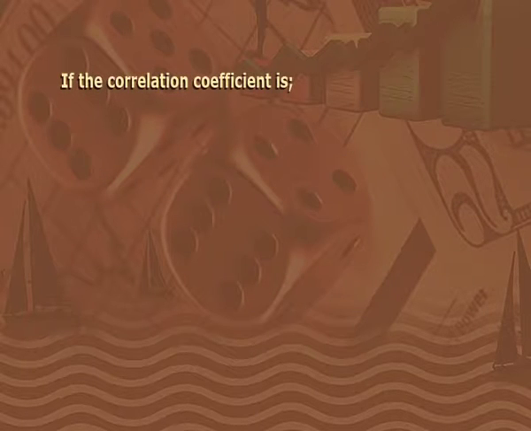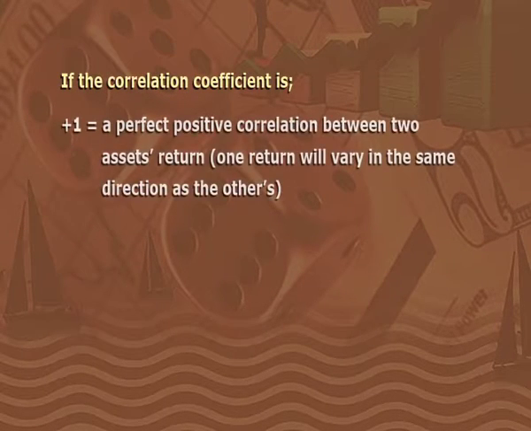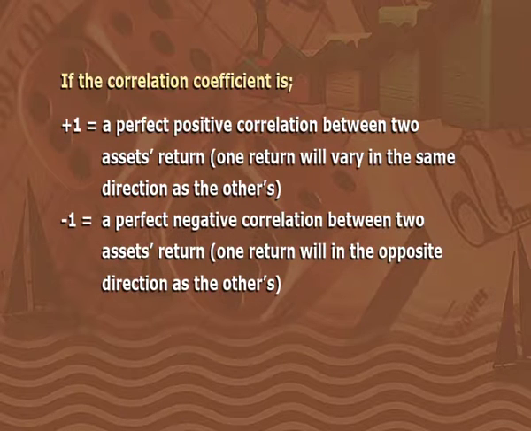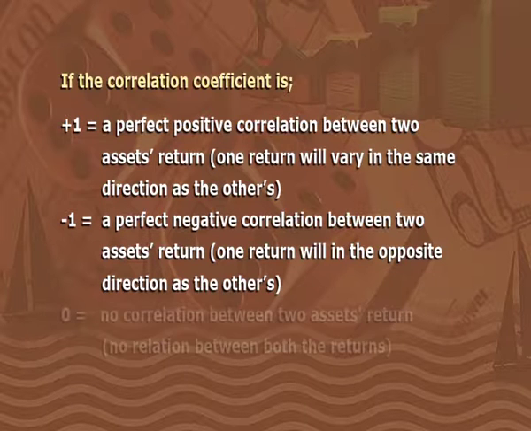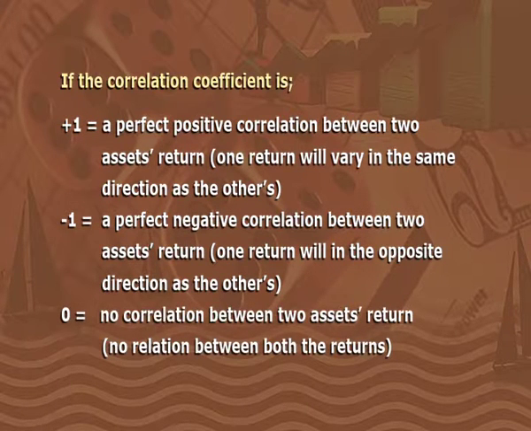If the correlation coefficient is plus 1, that means perfect positive correlation between 2 assets return. One return will vary in the same direction as the others. Minus 1, that is a perfect negative correlation between 2 assets returns. One return will be in the opposite direction as the others. 0, that shows no correlation between two assets' return, no relation between both the returns.